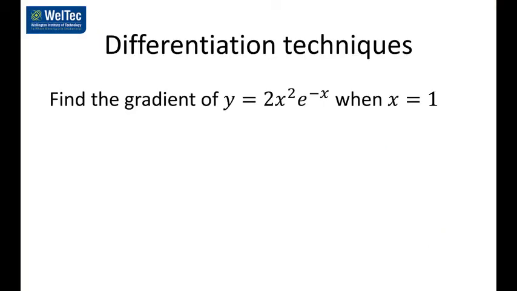There's no difference between this kind of question and the ones that we did in the last topic, except that in order to find the derivative, we have to use the product rule, because this is a product. It's a function times another function. So we need to find the derivative to start with.